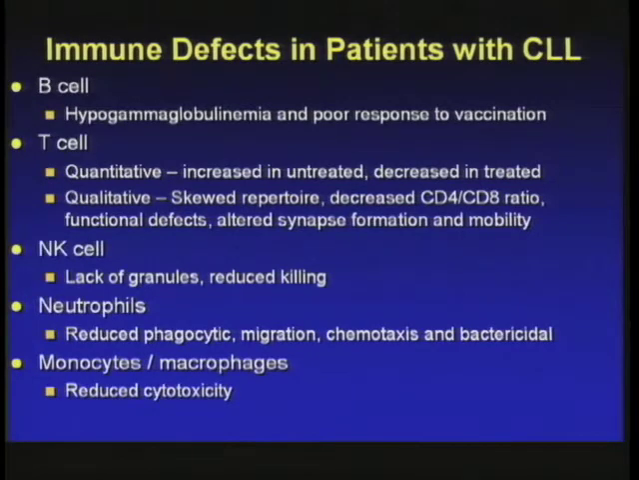And all of these cells have been characterized in patients with CLL, and there have been abnormalities demonstrated in all of these different cells. Now these are normal cells, they're not malignant cells, but because patients have the leukemic clone circulating, that leukemic clone can cause abnormalities in the normal function of these otherwise normal cells.